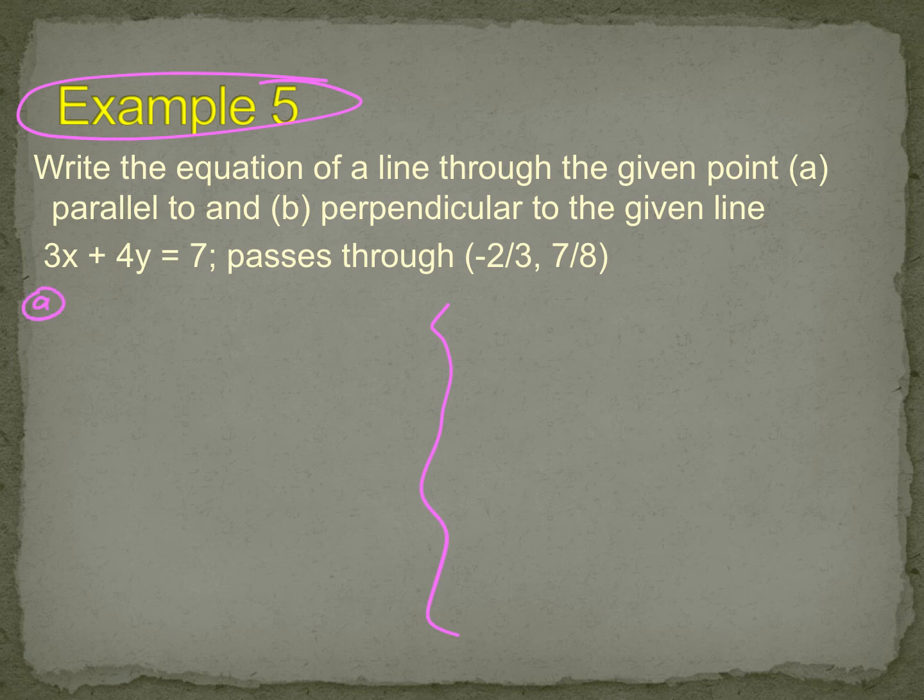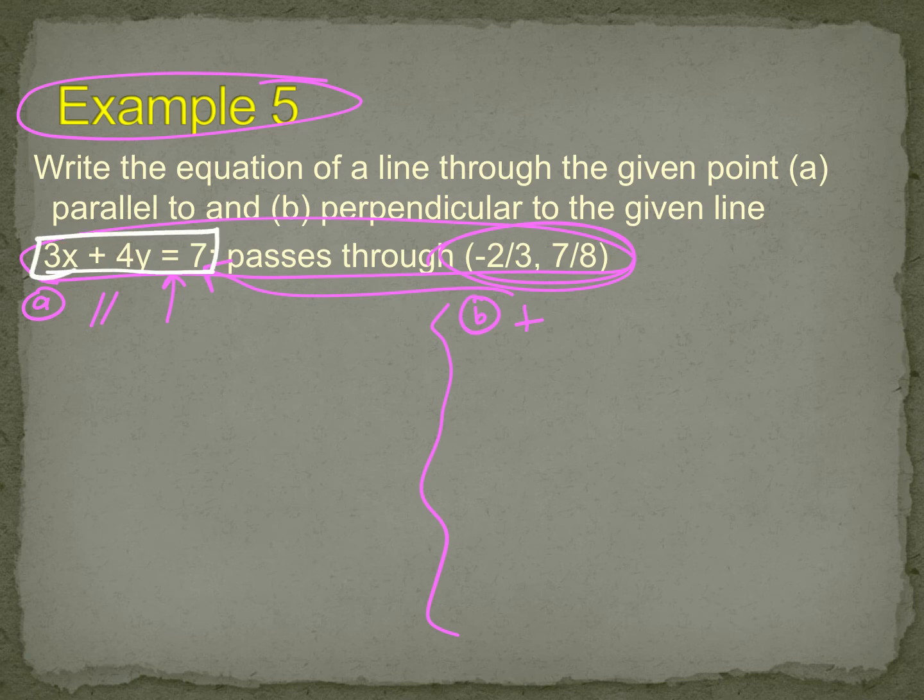A, find the equation of a line with this information that is parallel to that line. B, find the equation of a line that is perpendicular to this line. But in both cases, you're using this point, the point that it passes through. So what I need from my original equation is just its slope. If I have 3x plus 4y equals 7, all I need from it is its slope, and then I'm done with that equation.